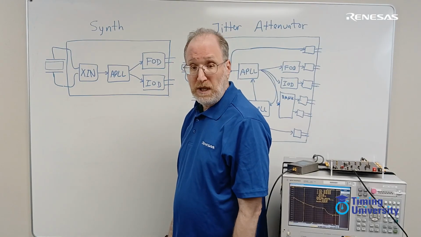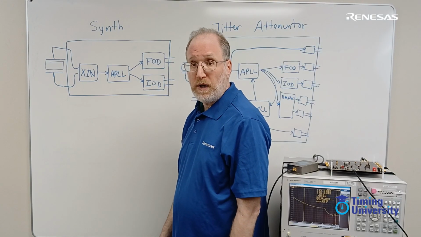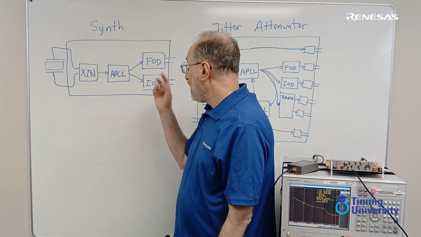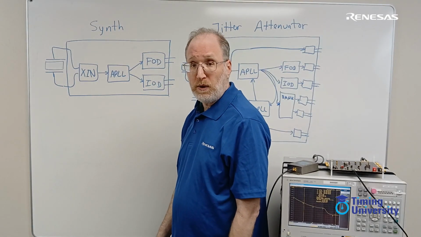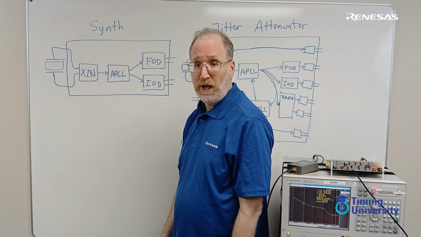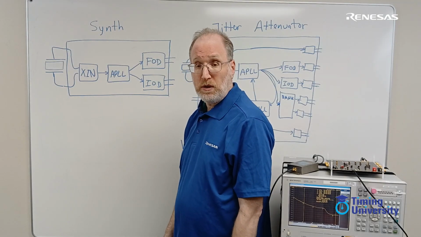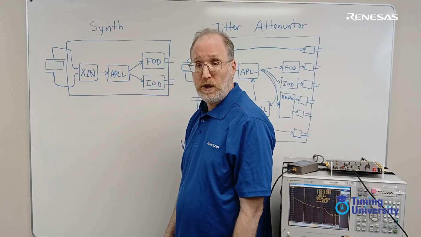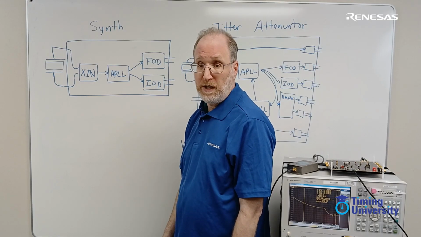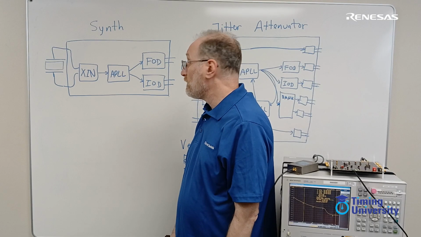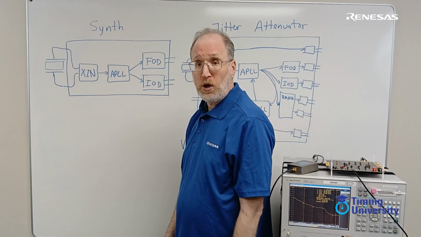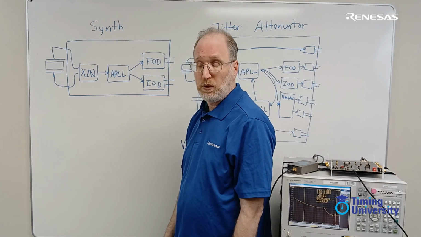The IOD is an integer output divider, so it can divide by 1 over n, while the FOD is a fractional output divider. It can divide by an arbitrary m over n. The advantage with the IOD is better jitter, that you'll always have a cleaner signal with a 1 over n divider, lower phase noise. The advantage of the FOD is that you can generate an arbitrary signal via any ratio.